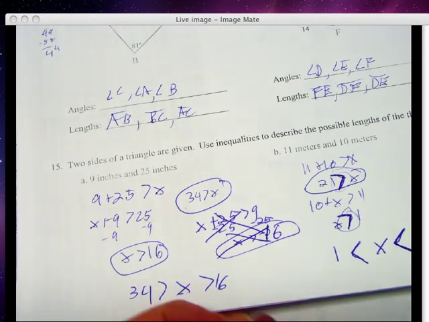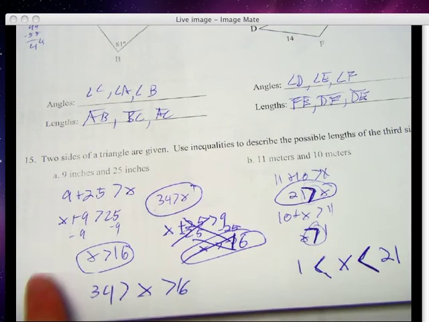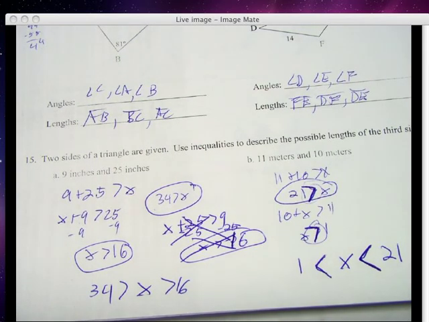Okay, 11 plus 10 is greater than x, and 10 plus x is greater than 11, and you'll get these inequalities, these compound inequalities at the bottom. X is greater than 1 but less than 21, and x is greater than 16 but less than 34.